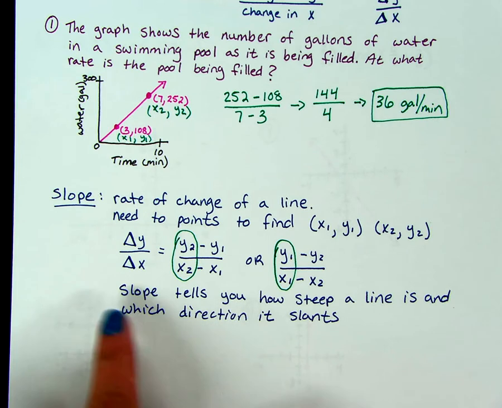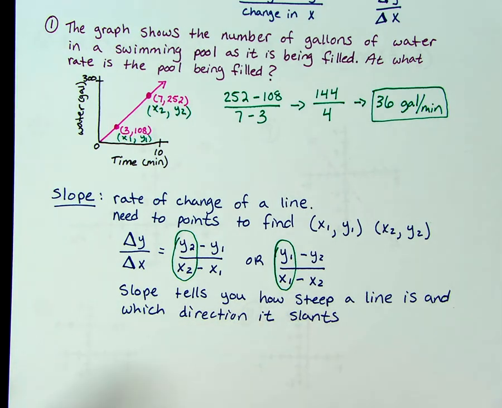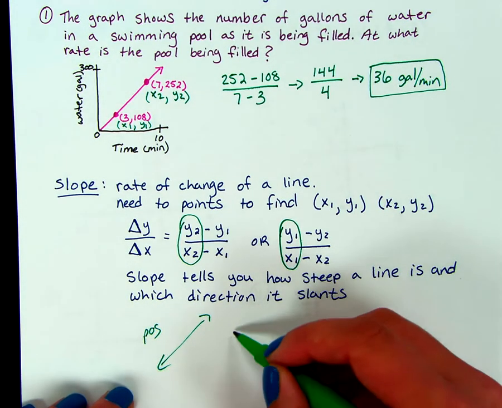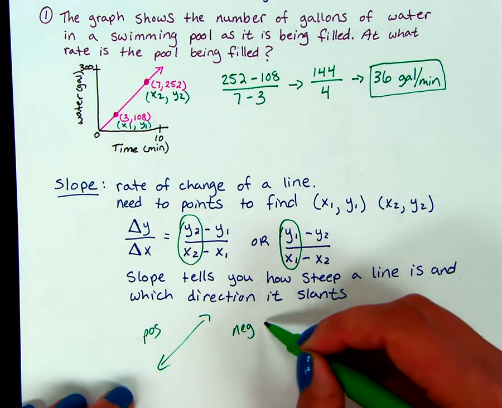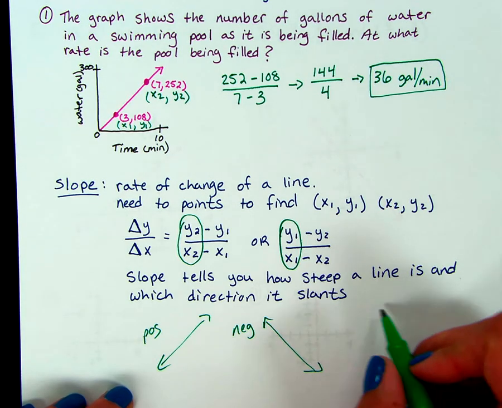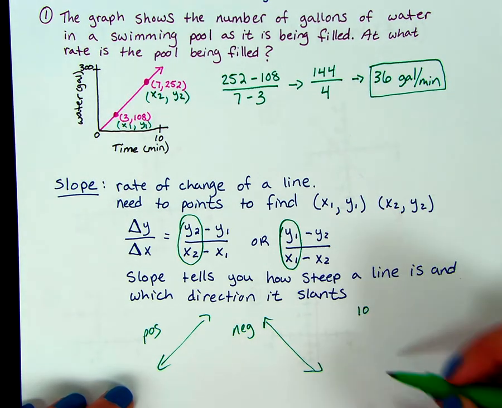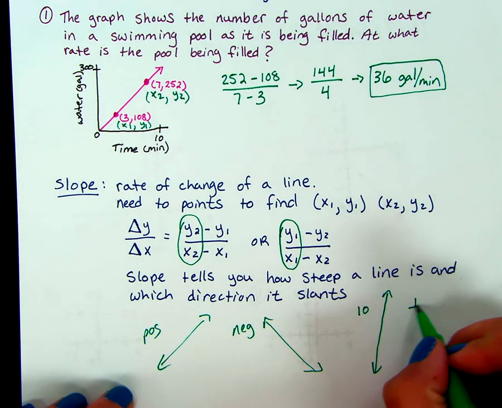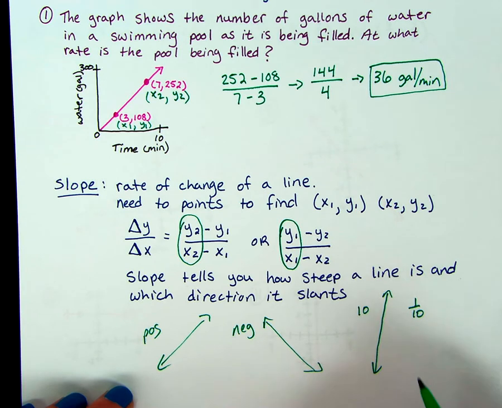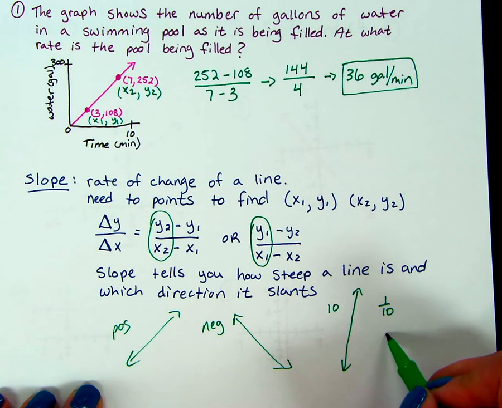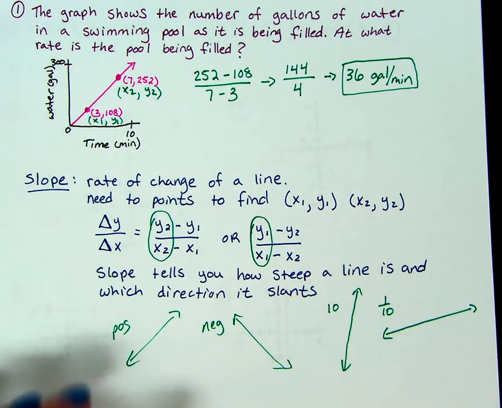Okay, and again, our slope is going to tell us how steep a line is and in which direction it slants. So if it's positive, it's going to slant up. So positive is going to go this way. If it's negative, it's going to slant down. And again, depending on how big our number is, that's going to tell us the steepness. So if we had something like 10 as our slope, that's going to be a super steep line. So something that looks like this. Versus 1/10, that's going to increase very slowly. So it's going to be more like this. So it's very flat, if we want to think of it like that.